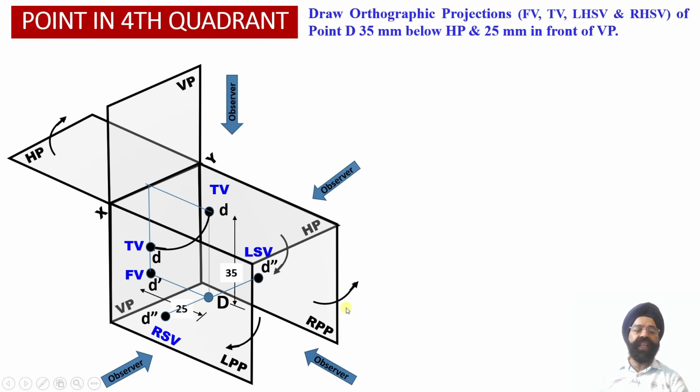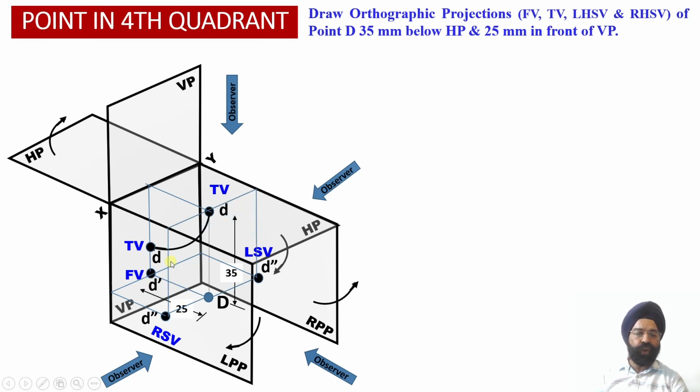Now let us obtain the relationship between the side view orthographic projections and the front view orthographic projections. As we draw these three projector lines, we observe that the front view orthographic projection, that is D dash, and the side view orthographic projections, that is the right side view D double dash and the left side view D double dash, are all available at the same distance, that is 35 millimeter below the horizontal plane in the spatial arrangement shown here.